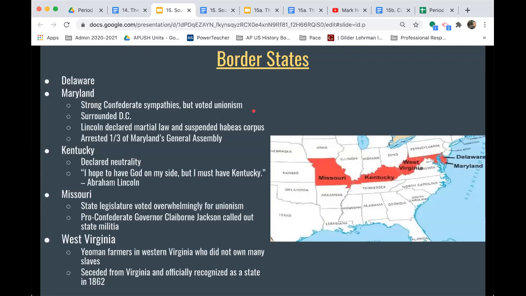With this close margin, once Lincoln takes office, he declares martial law, which is military law, basically getting rid of their state government for a short time and having the U.S. Army run the state to ensure they don't secede.